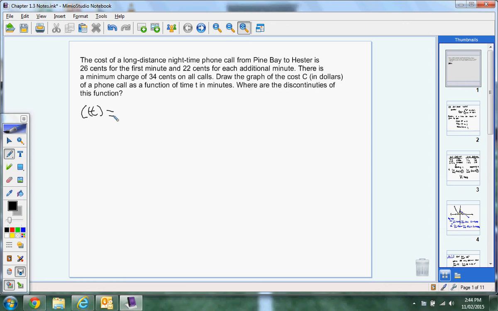Starts at what? The 34? Yeah, starts at 34. Because it says every minute is 26 cents for the first minute and 22 for each additional minute, but if you just talk for 1 minute, you get charged the minimum. The minimum is 34 cents. So C of T for 1 minute is 0.34. This is for T greater than or equal to 0, less than or equal to 1. In your class change. For 1 minute.